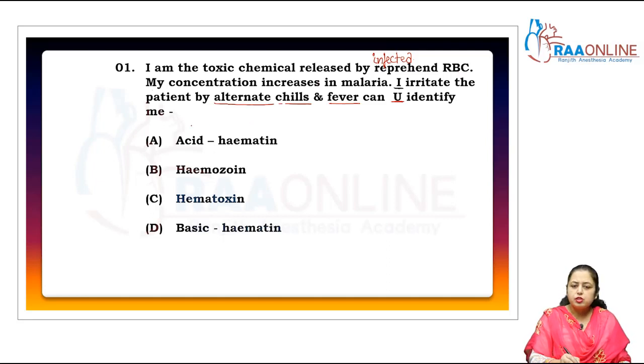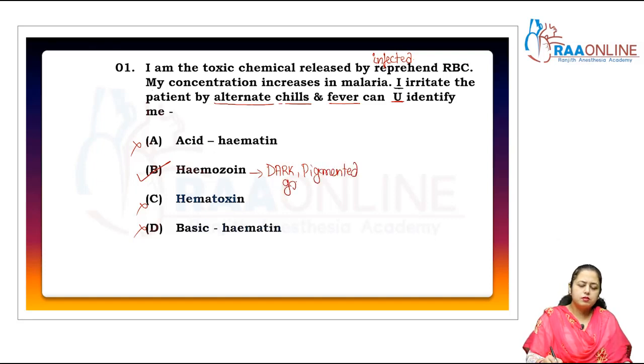So acid hematin does not increase in malaria, hematoxin no, basic hematin no, but that name is hemozoin, right? That is the hemozoin which irritates the patient by alternate chills and fever, right? So actually this is related with the malarial cycle. As we know that these hemozoin are dark pigmented granular structures, right? Granule-like structure.